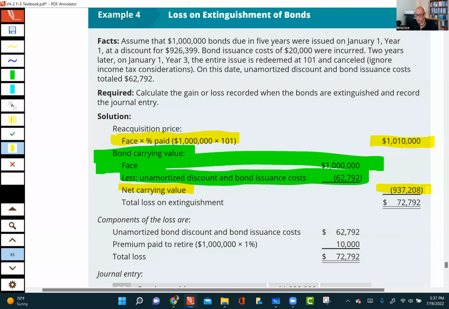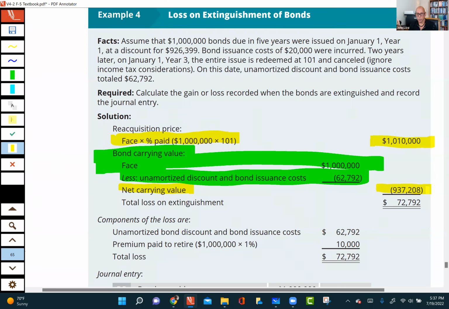$937,208. Now, sometimes students have trouble with figuring out if that is a gain or a loss on the extinguishment. And the example I would give, let's say you owed $937,208 for your house. That was what your note was that was left on your house, right? And the bank said, well, just give me $1,010,000 and we'll call it even. Would you feel like a winner or a loser?